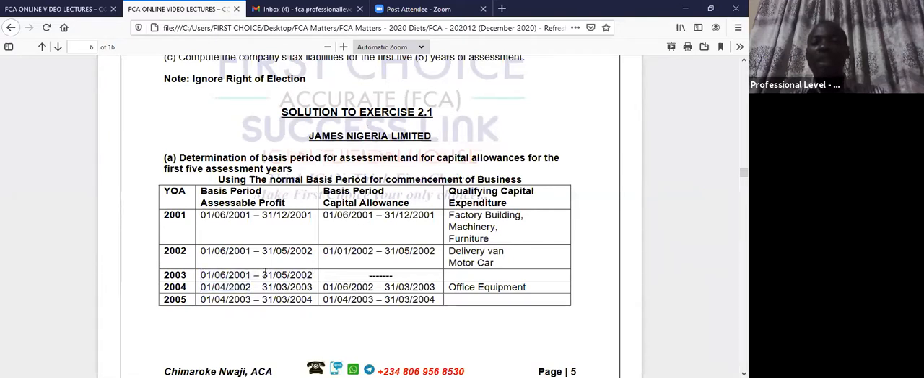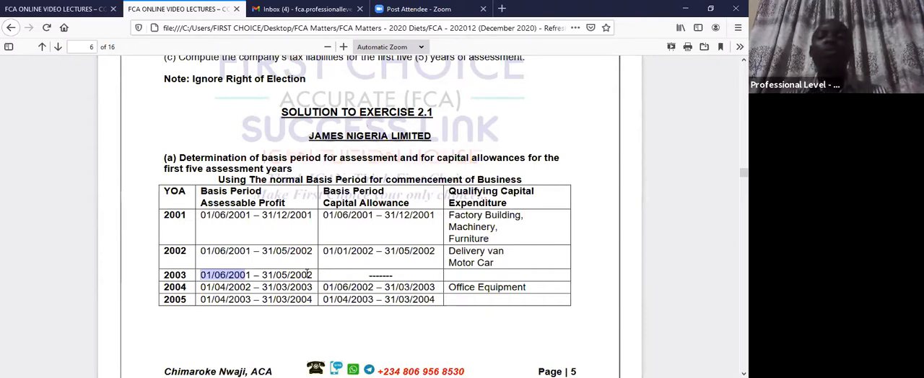When we said March 31st, 2002, we are supposed to get April 1, 2001. But as at April 2001, the business has not started. So why go and write April when it has not started? But if you go and write June 1 to March 31st, you cannot get full 12 months. But in the third year, you must have 12 months.